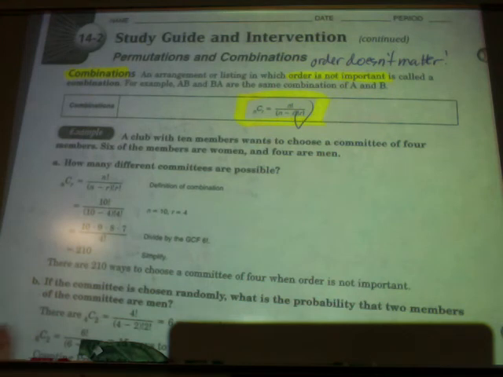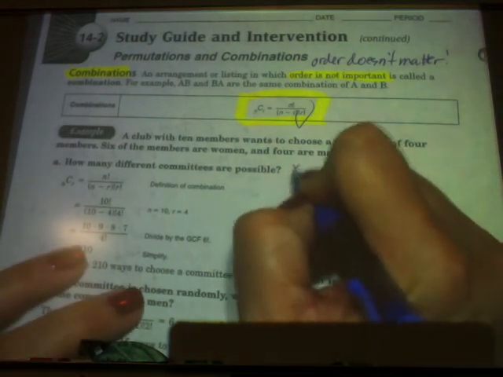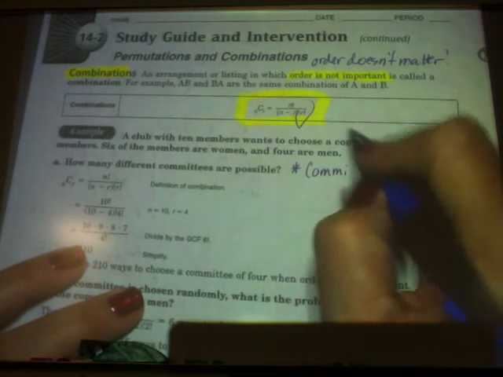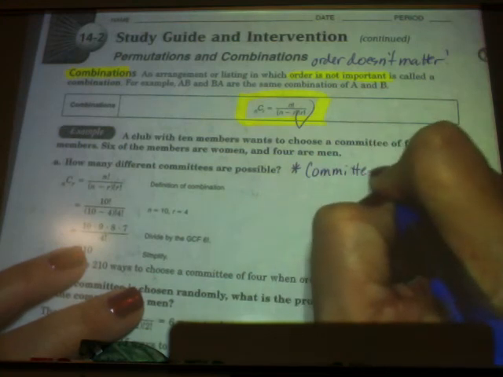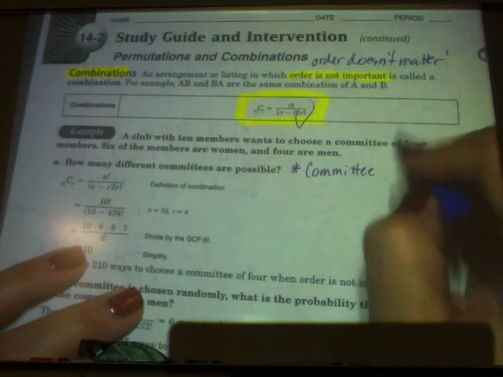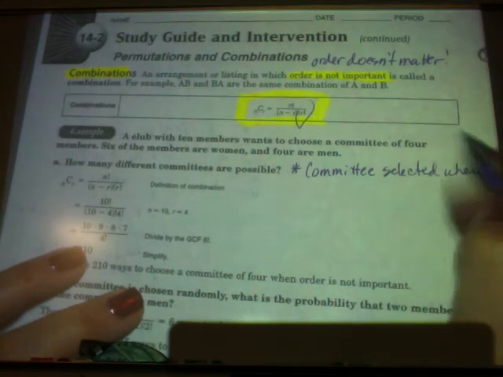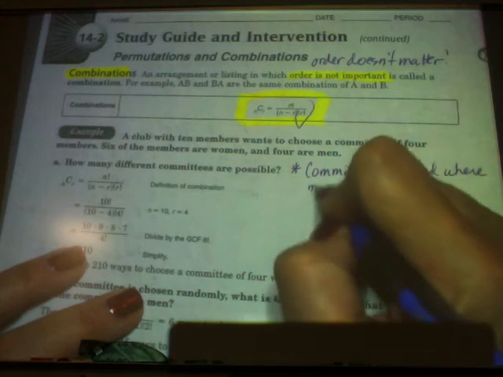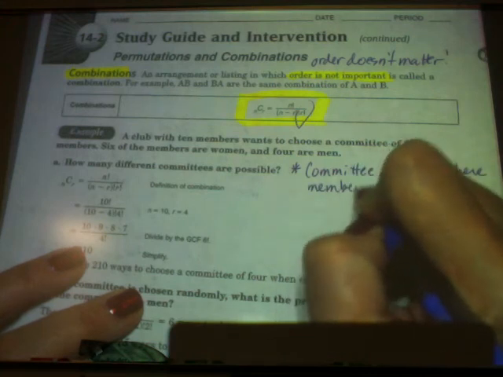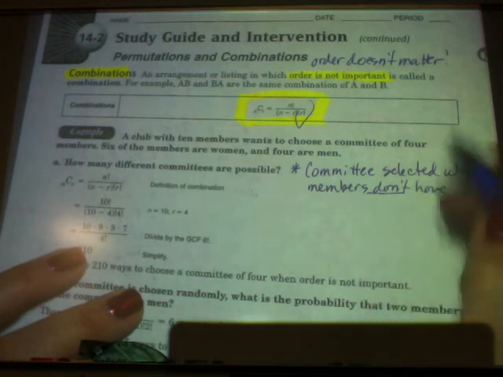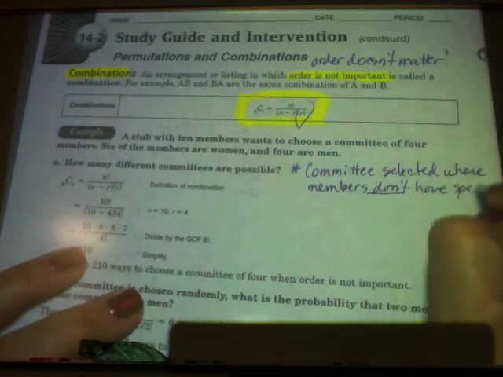So let's look at some different types of combinations where order doesn't matter. So obviously a committee selected where members don't have specific jobs.